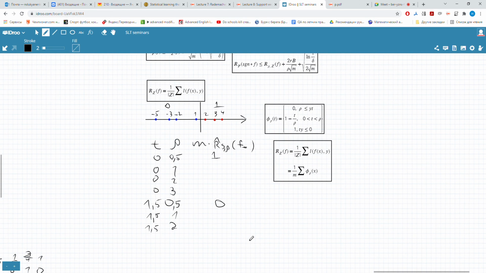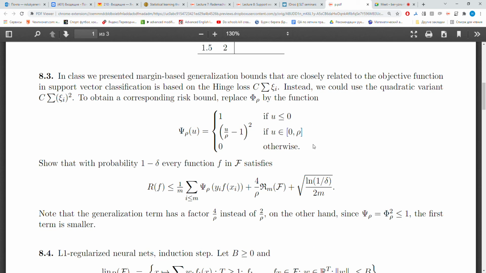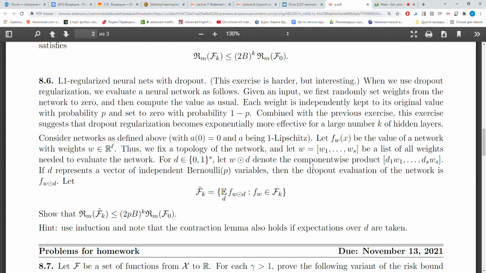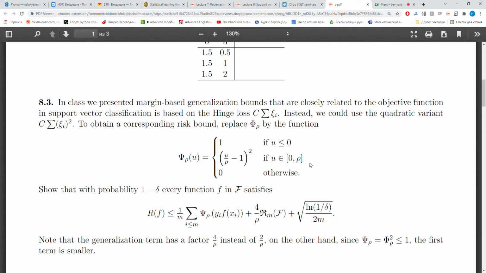So if you want, you can compute this table till the end. But I think it's worth moving on to something else. I'm not sure which task we need. Okay, let's move to the third one, for example, and let's compute. Let's approximate the risk once again.